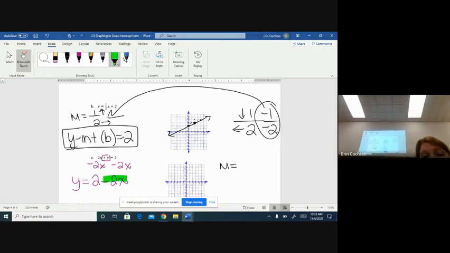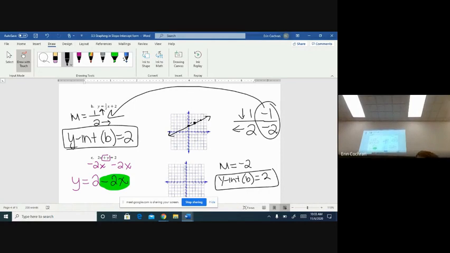Now, from here, what is my slope? What is the number with the x? -2. Always have the negative, right? And then what's my y-intercept? It is a +2. So I'm going to graph my +2 first. On what axis? Y. All right. Now, my slope, -2 over what? 1. Always put it over 1 if there's nothing there.